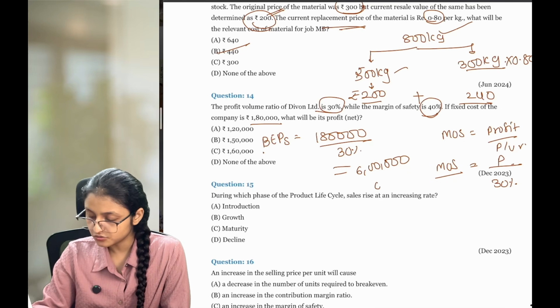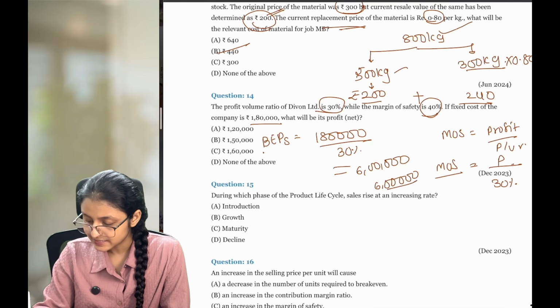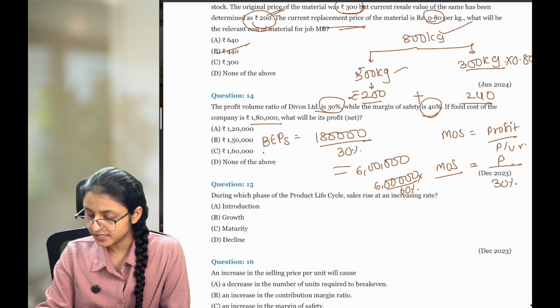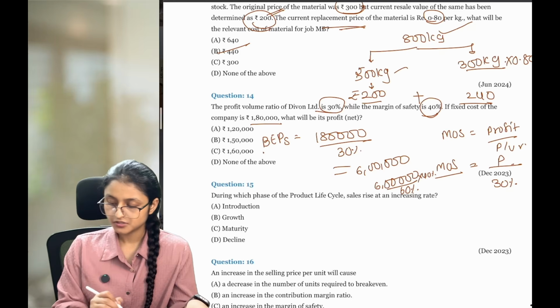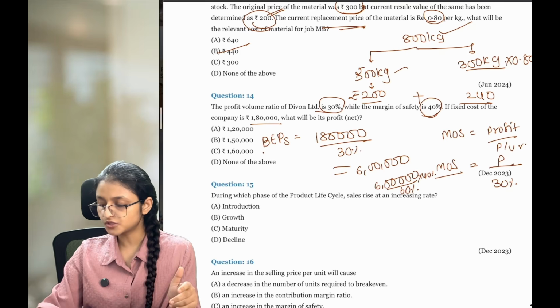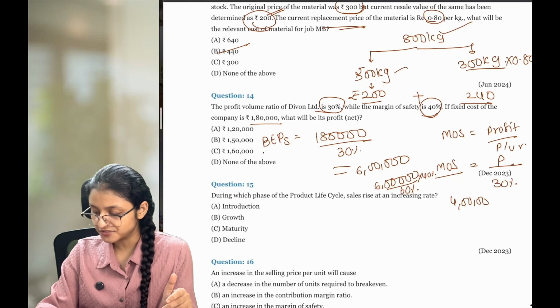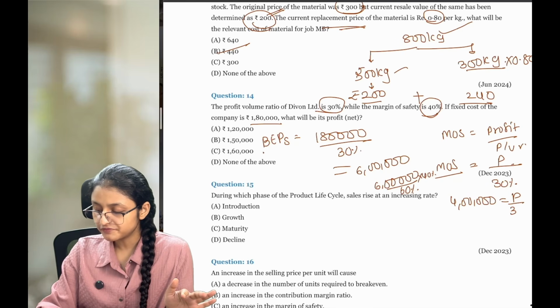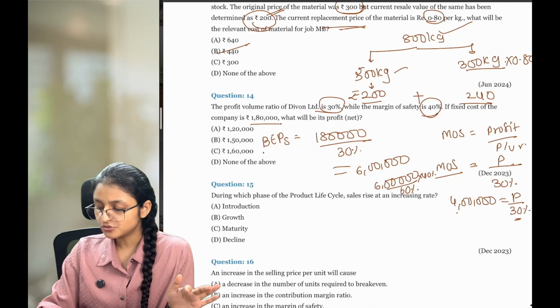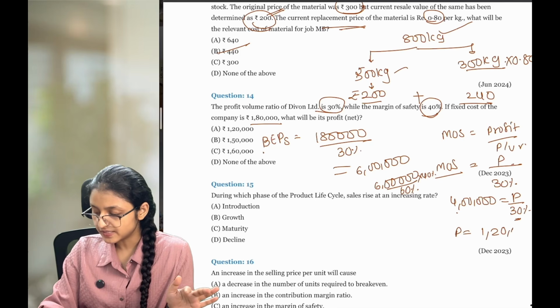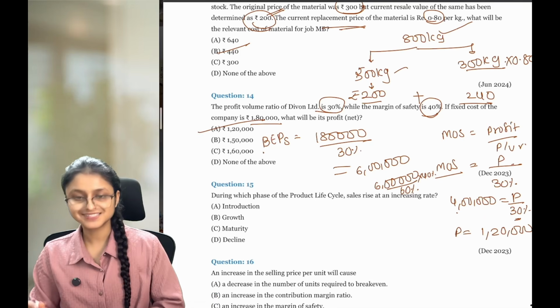So I already know that 6 lakh is 60%. We want to calculate margin of safety, which is 40%. So 6 lakh divided by 60% into 40% will give you 4 lakh as the margin of safety, which is equal to profit upon PV ratio of 30%. So 4 lakh into 30% will give you a profit of 1,20,000, and this is your answer.